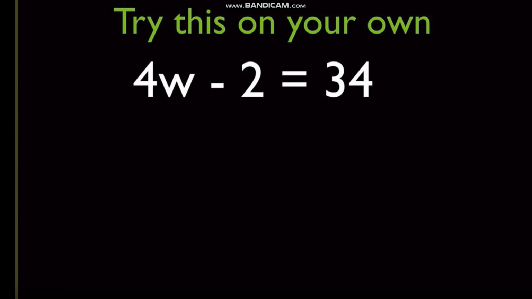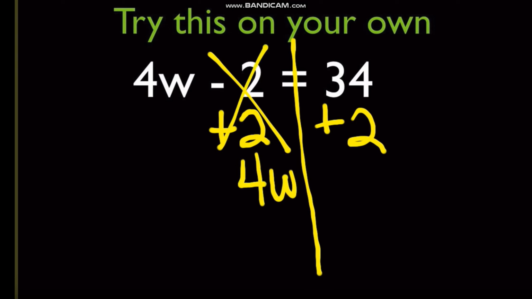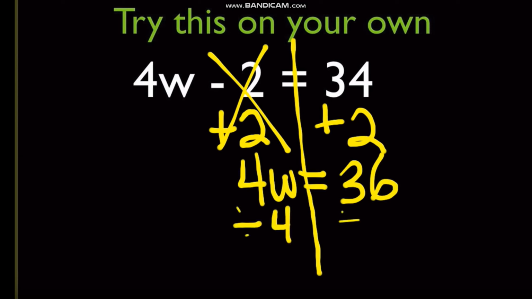Okay, so the first thing we're going to do is go ahead and draw our line. We're going to add 2 to both sides. Okay, the minus 2 and the positive 2 are going to cancel each other out, which is going to leave me 4w equals 36. The next operation is to divide by 4, which leaves me w equals 9.